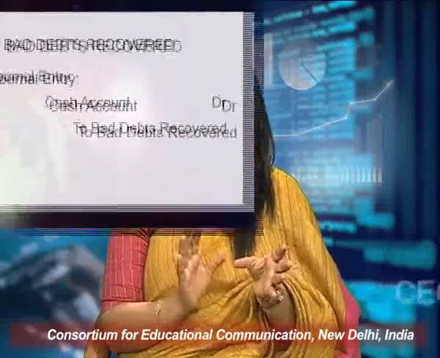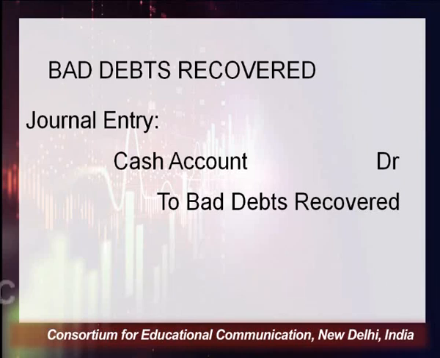Since it is an income, the entry would be: all incomes, all expenses, losses come under nominal account, and the rule of nominal account says debit all expenses and losses and credit all income and gains. Because of this rule, since bad debts recovered is an income, and incomes you have to credit according to the nominal account rule, the entry would be cash account debit to bad debts recovered. Since you are getting money, the entry would be cash account debit to bad debts recovered. Bad debts recovered is our income, and all incomes come under nominal account. So according to nominal account, you have to credit this bad debts recovered.